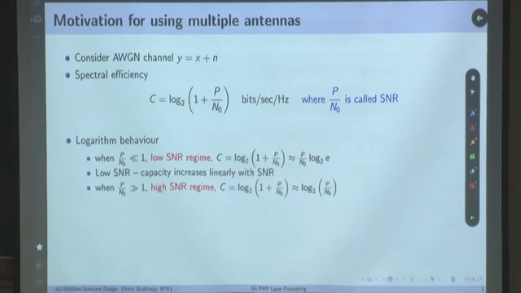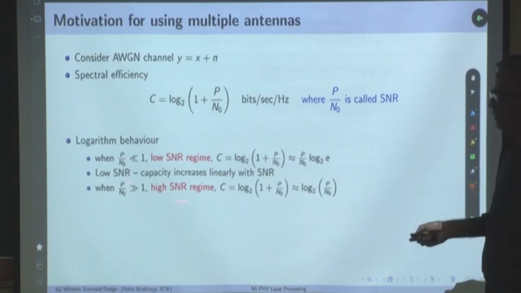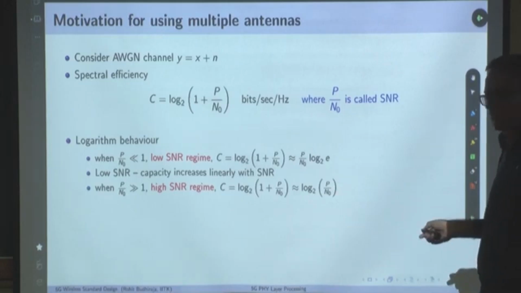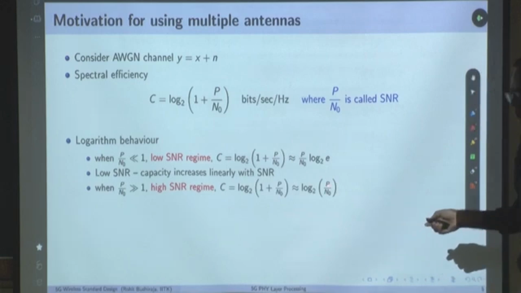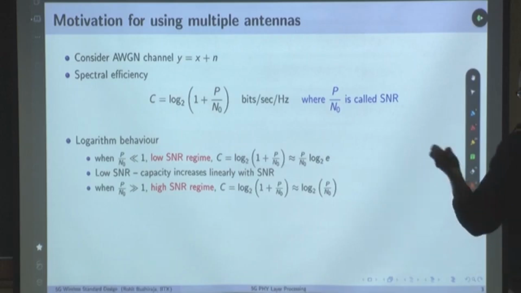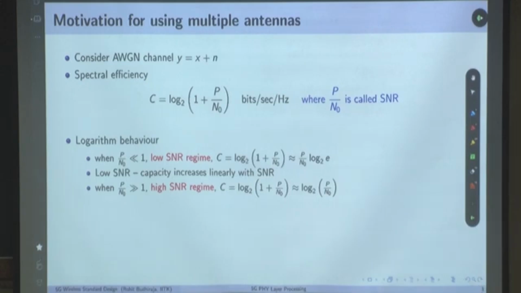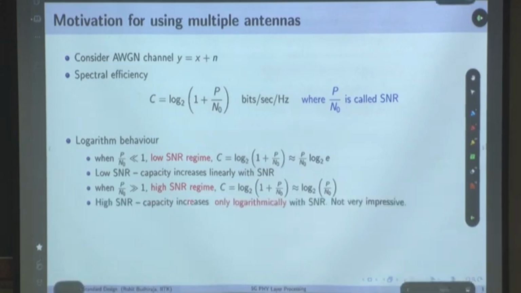When it is in the high SNR regime, what happens? What is this high SNR regime? P by N naught is much greater than 1. This is much greater than 1, so the 1 can be ignored. Again, logarithm behavior. So you get log of P by N naught. Now you see this. You increase P by N naught by a factor of 16, how much does the capacity increase? It only increases by a factor of 4. See the difference? Because you are in a high SNR regime, increasing SNR gives you diminishing returns, because you already have so much SNR. So capacity increases only logarithmically with SNR, not very impressive.